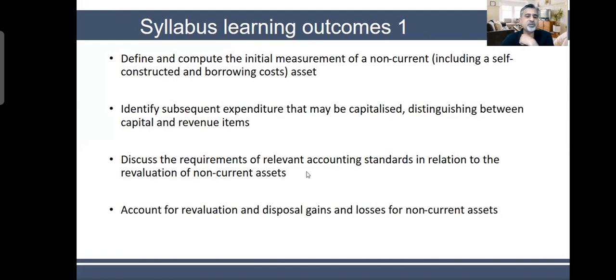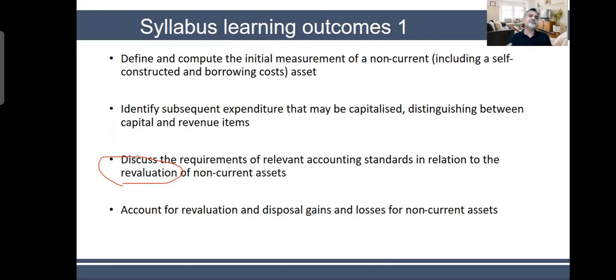We will also discuss the requirements of relevant accounting standards in relation to revaluation of non-current assets. When we talk about revaluation, generally we think about upward revaluation, an increase in the value of an asset. Of course, downward revaluation is called impairment, which is a loss in the value of an asset.